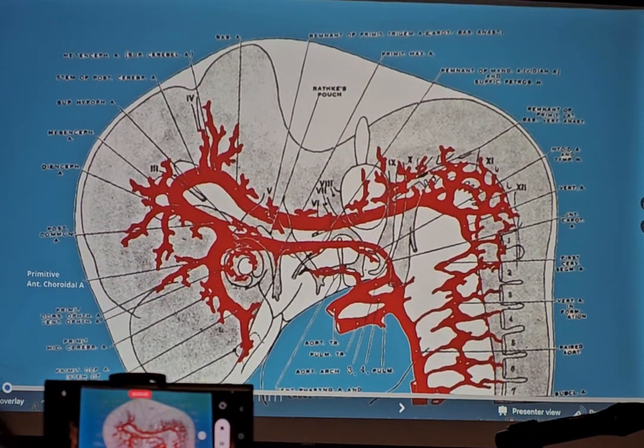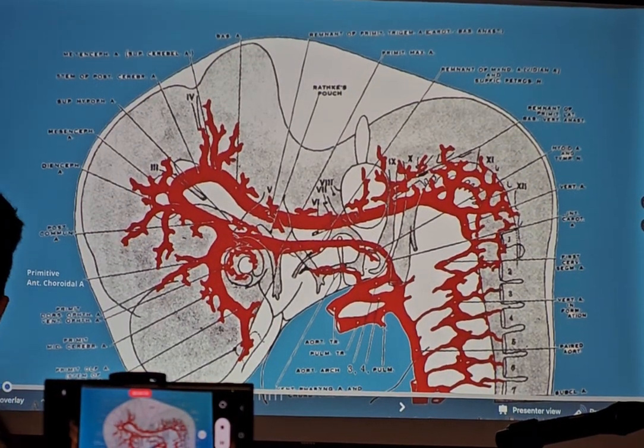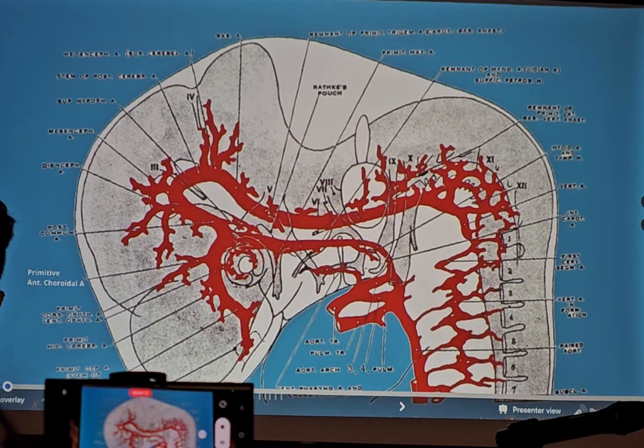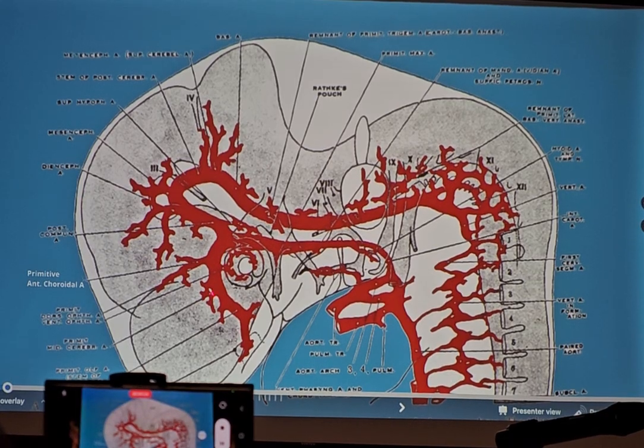If we go to Dorcas-Paget's drawing, this is at the 9mm embryo stage, about 4 to 5 weeks of age, and here's the internal carotid, divides into a caudal division, which is going to supply the hindbrain, and a cranial division, which is going to supply the telencephalon, and the first branch is the primitive anterior choroidal artery.